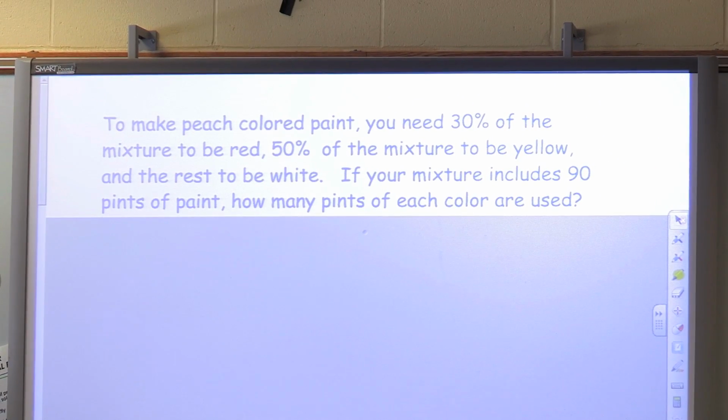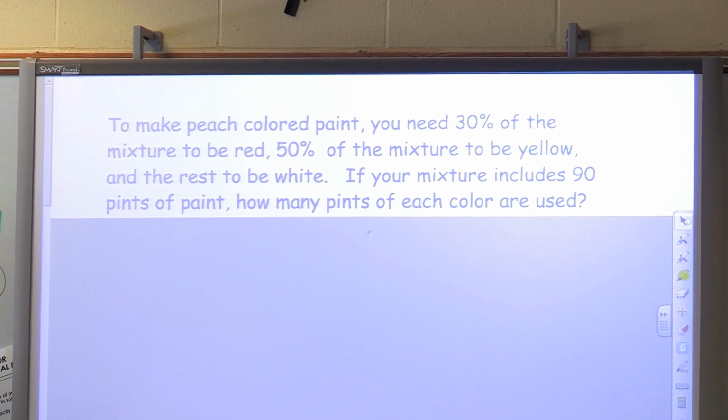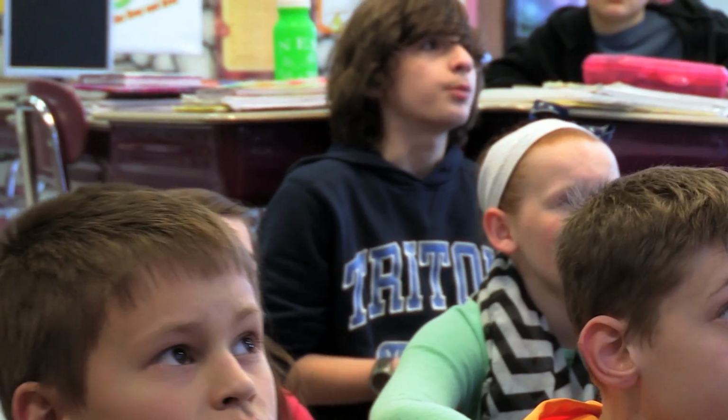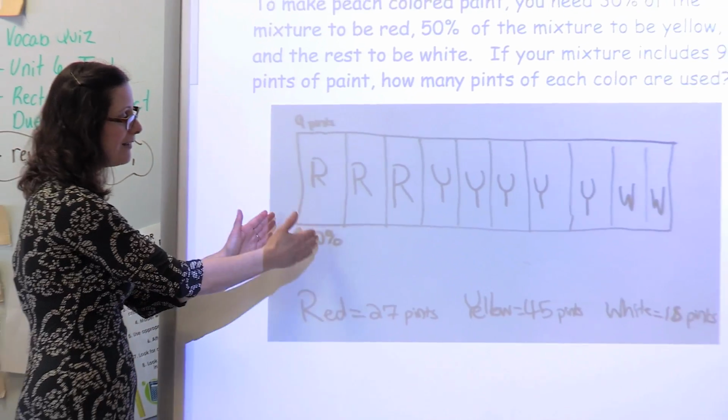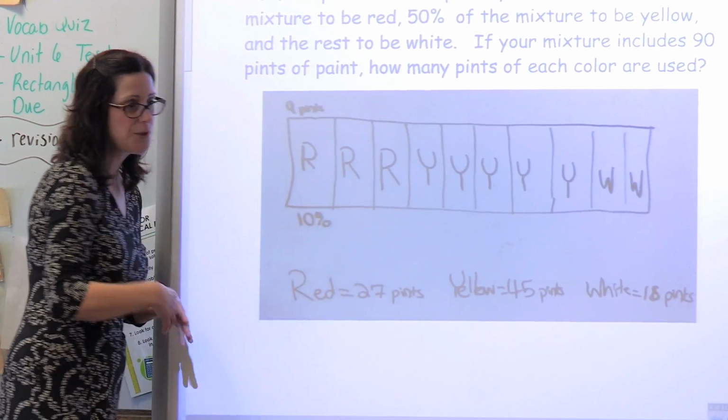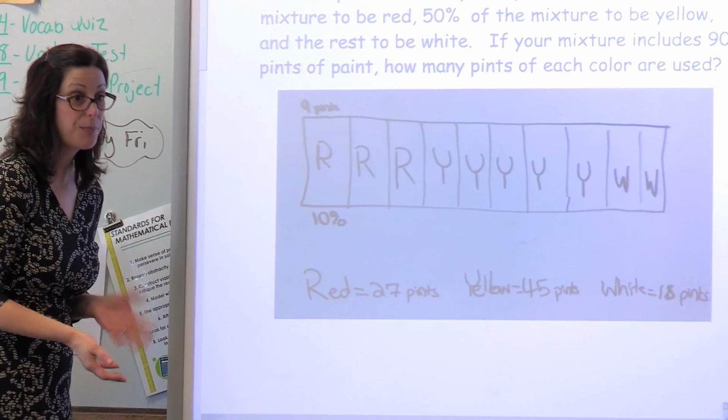What strategy? Charlie? A tape diagram. Why do you think that would be a good strategy? Because it shows percents and percents out of 100, and a tape diagram shows percents out of 100. You're right. Here we have a tape diagram, and as Charlie said, all of the sections need to add up to one whole, which is 100%.